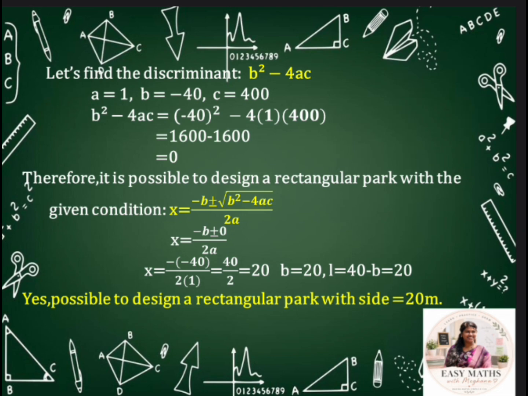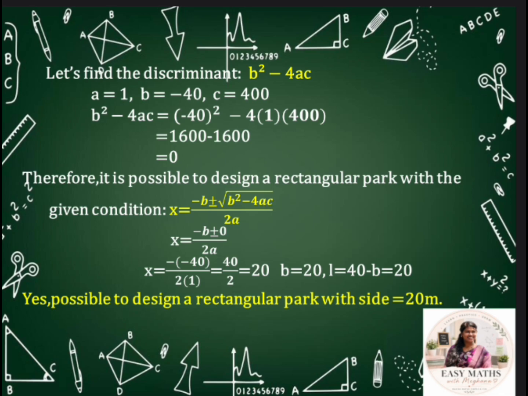Next, by applying the discriminant formula, I can write b square minus 4ac. That is, the value of a is 1, the value of b is minus 40, the value of c is 400. If you substitute the values of a, b, c, you will get the answer as 0. Therefore, it is possible to design a rectangular park with the given condition.